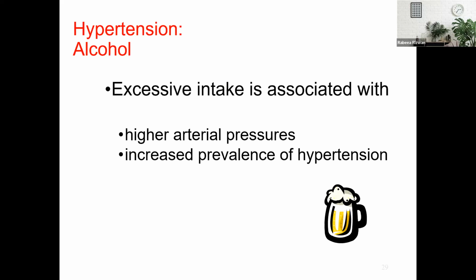So now next is the study that was done related to alcohol. What that researcher found is that excessive intake of alcohol can increase the risk of hypertension. How? It can increase the arterial pressure of that person, so increasing the chances of getting high blood pressure. And another research also found an increased prevalence of hypertension among people who use a lot of alcohol in their daily life.